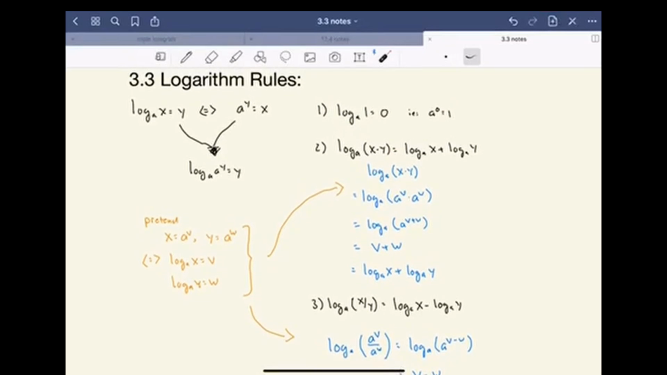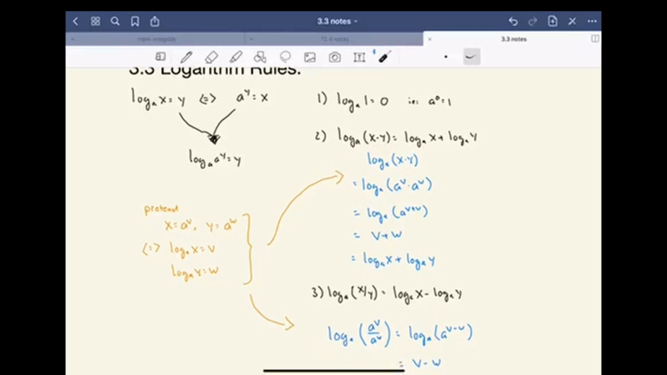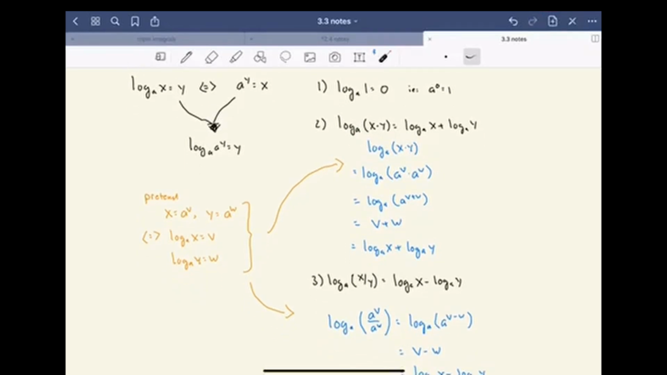Next, the multiplication inside the log. If you have multiplication inside of a log, you're going to get the addition of two logarithms. Again, if you have log of x multiplied by y, you're going to add the two logarithms. Of course, this is supposing you have the same base. So let's go ahead and show that.